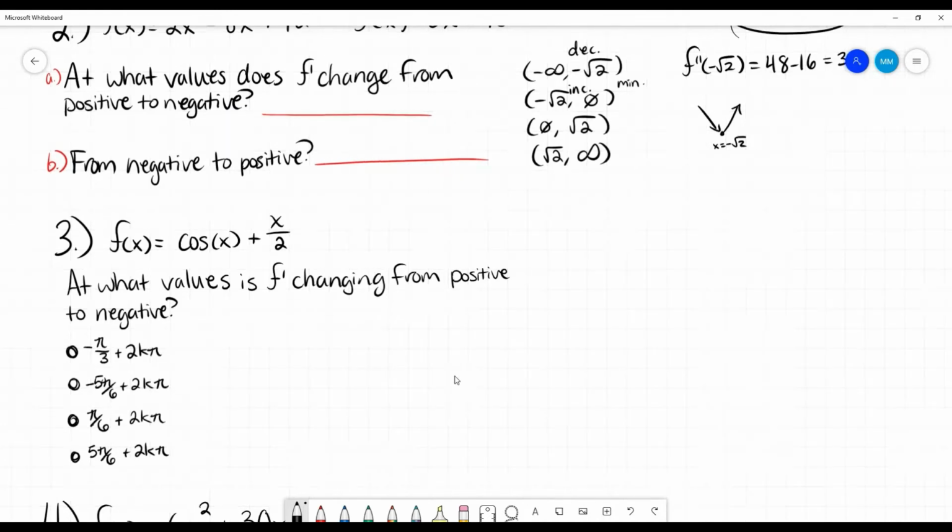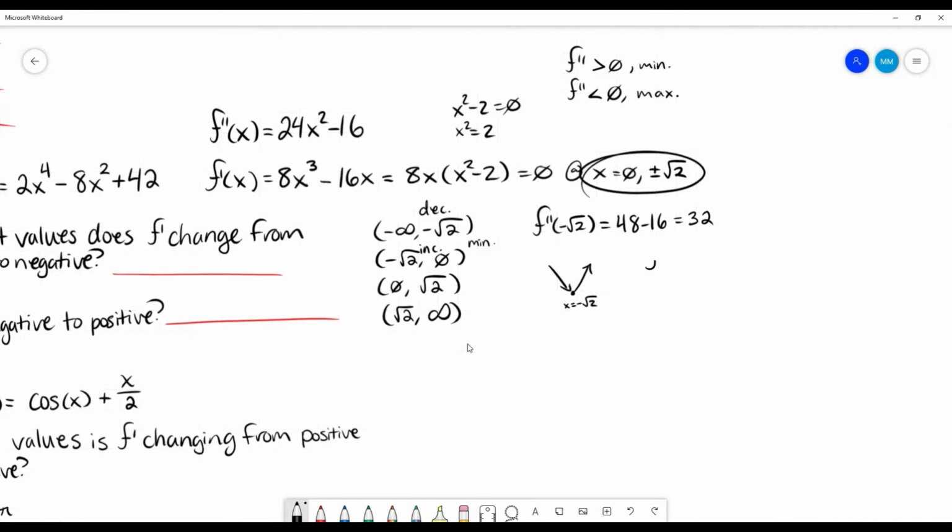Let's do that for our next point. I'm going to plug 0 into my second derivative. Because 24 times 0 is 0, minus 16, which is negative, and therefore a maximum. So there's a maximum here, which means that I'm right up here at x equals 0, and then I'm going to decrease again. Okay. And then if I plug in my positive square root of 2, well, that's going to be the same as the negative square root of 2, actually.